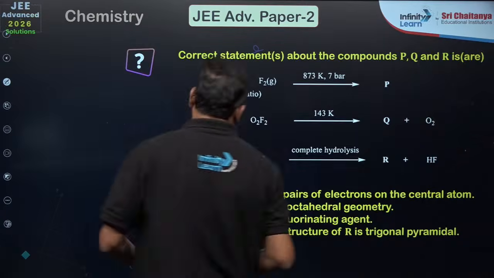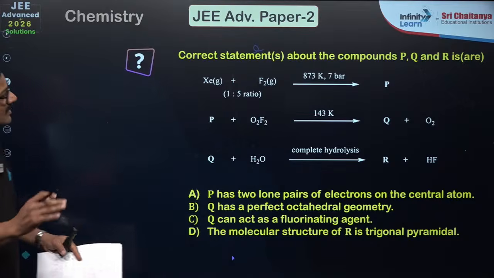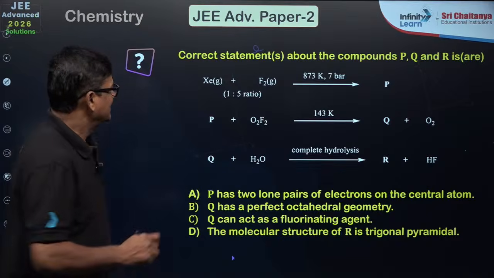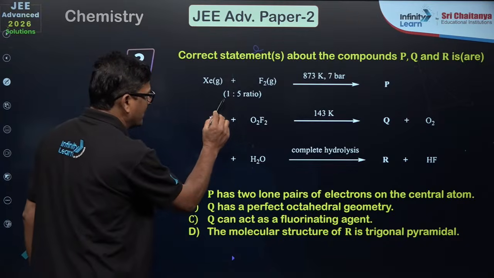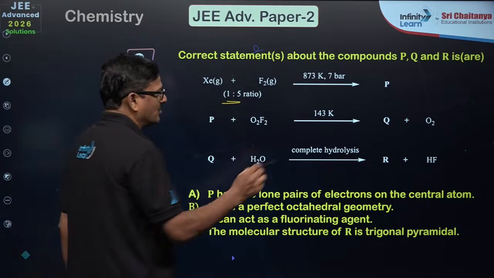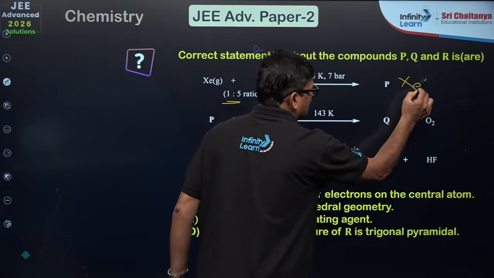Some options are wrongly printed here. I just want to say here: correct statements about the compounds P, Q and R. So Xe plus F2 in a 5:1:5 ratio at 873 Kelvin and 1 bar, you are going to get XeF4.